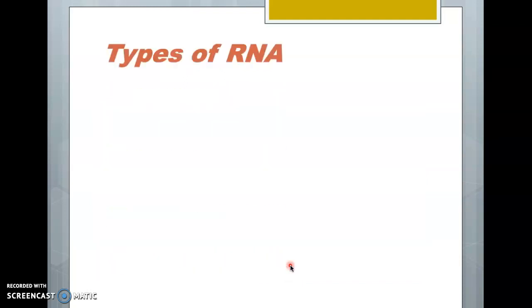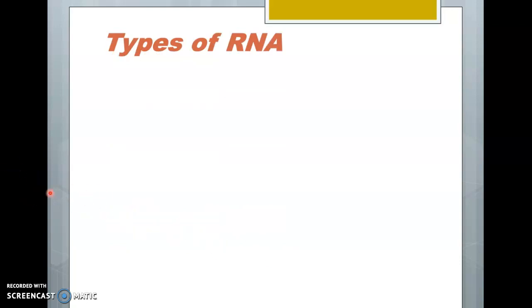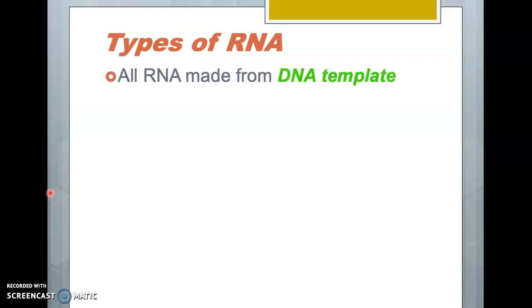All right. There are 3 different types of RNA. We will spend most of our time talking about one in particular. But it doesn't matter what type of RNA you're talking about. All of the RNA is made from a DNA template. A template is a model. It's the thing that you use as your base that you're going to copy from.